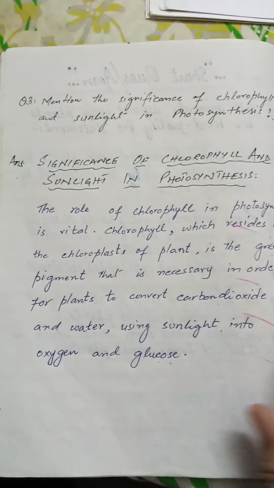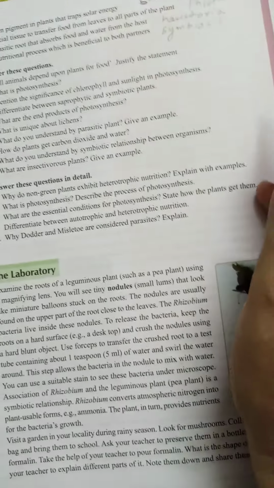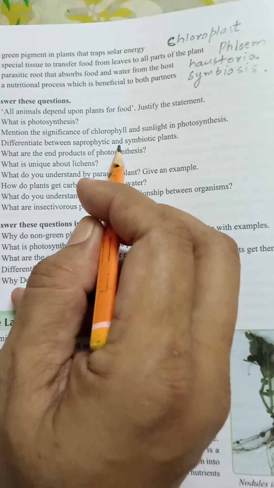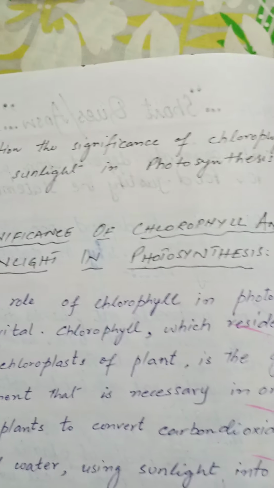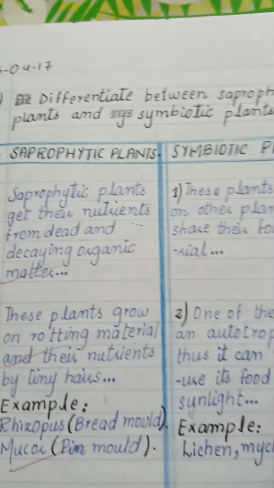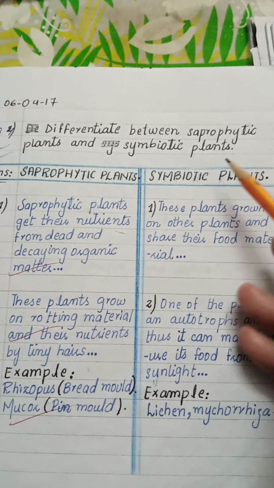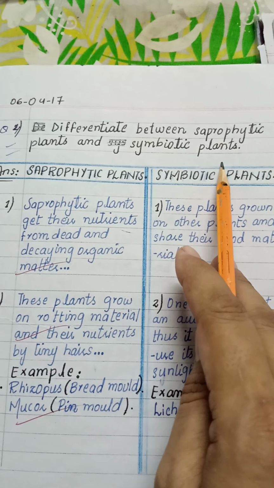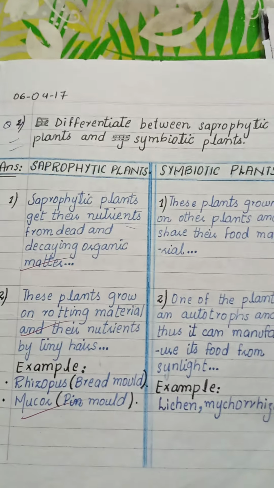Okay students, now we will write the other question. Your question number 4. Question number 4 is differentiate between saprophytic and symbiotic plants. Write the question with black pointer. Differentiate between saprophytic plants and symbiotic plants.